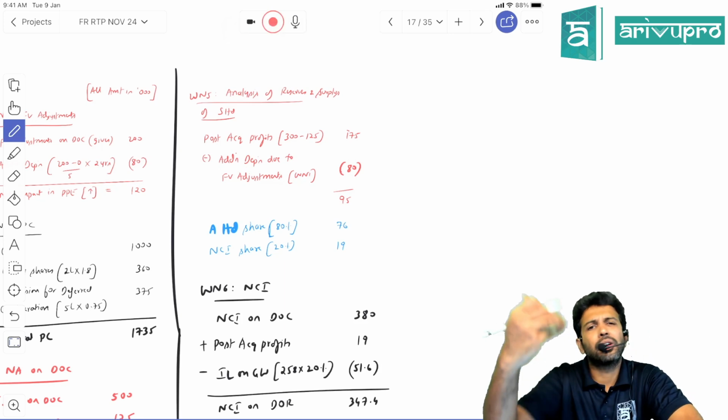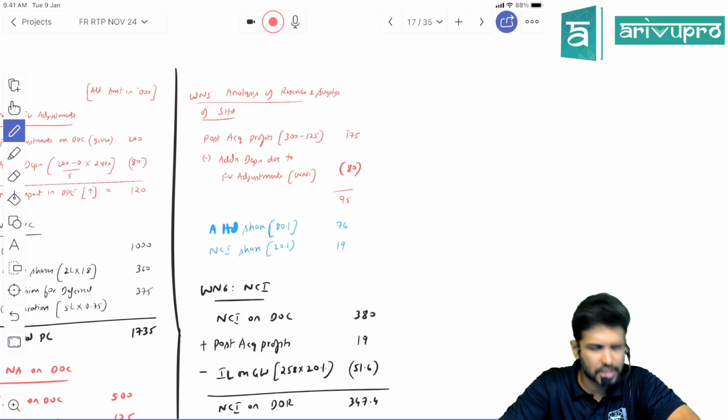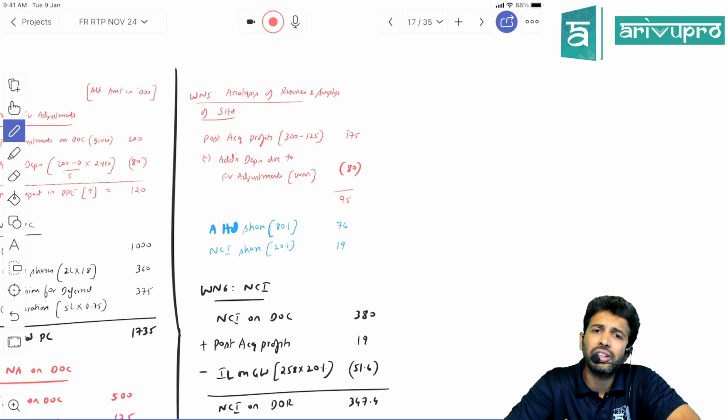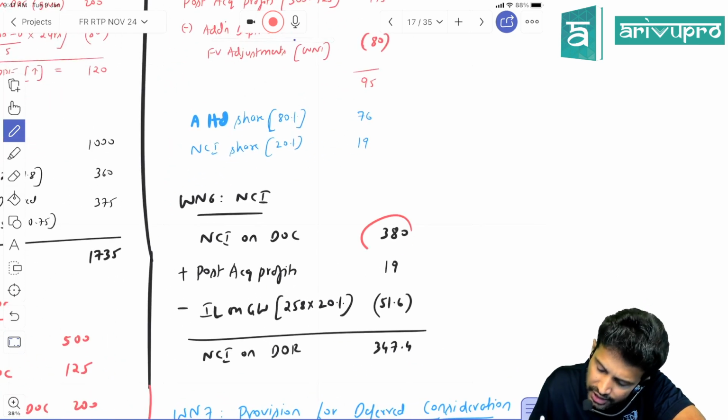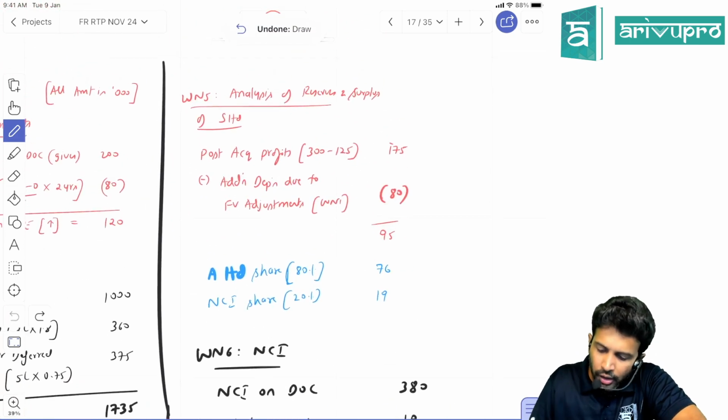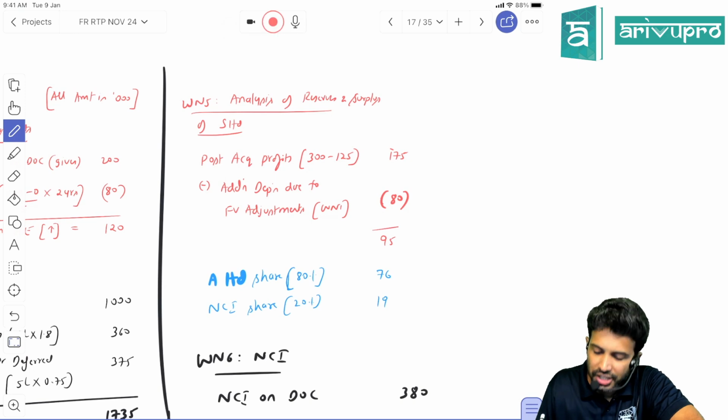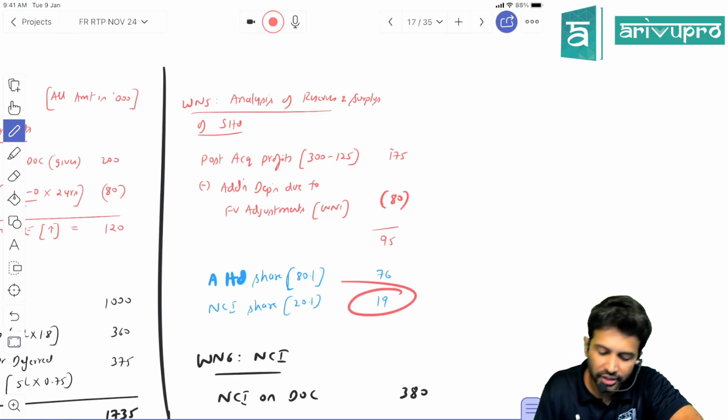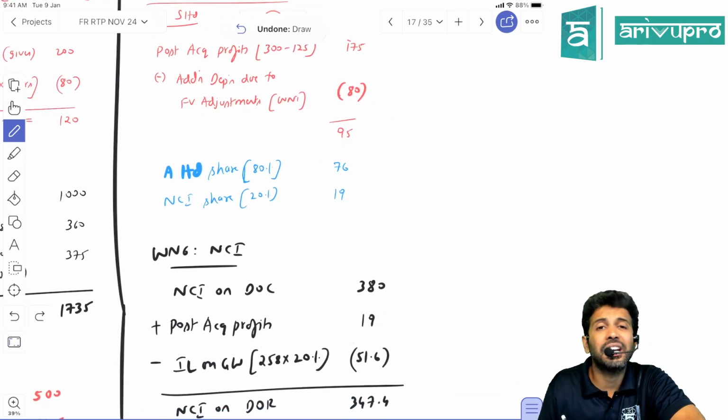Next, working note number 6, we prepared it for non-controlling interest. First, do you already know NCI on the date of control? Yeah, they have given us 380 in the question. Then, does NCI have any share in post-acquisition profit? Yes, NCI share is 19. So add that. Then any adjustment is there?